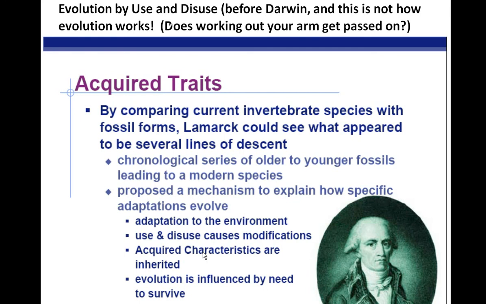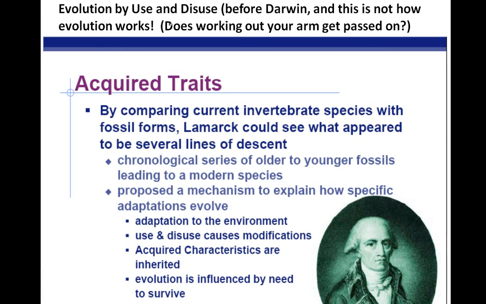Traits are coded for by DNA, and you're either born with the DNA for a trait or you're not born with the DNA for a trait. Nothing that you do during your lifetime is actually passed on to the next generation. For example, if you work out your left arm and it gets really big, your kids aren't going to have all big left arms. But Lamarck would have said, yeah, you would have had big arms if you worked it out in your adult life.